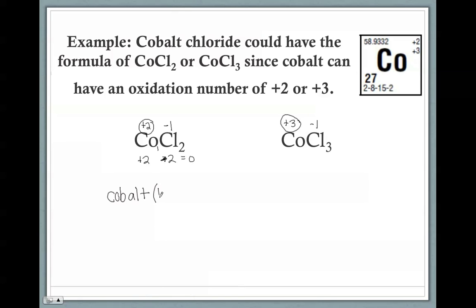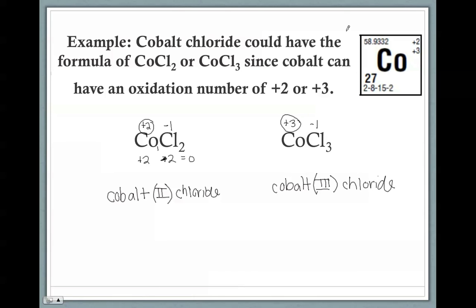I can't just pick from the list, I have to use the formula. So I'm going to show a Roman numeral 2 to indicate the positive 2 oxidation number, and then I write chloride. Here I would write the same thing, cobalt, except I'm now going to show the Roman numeral 3 because it has a positive 3 oxidation number, and then I simply write chloride again.